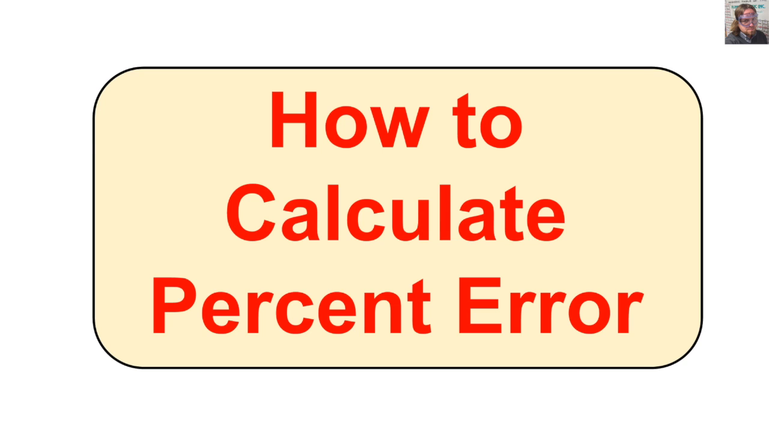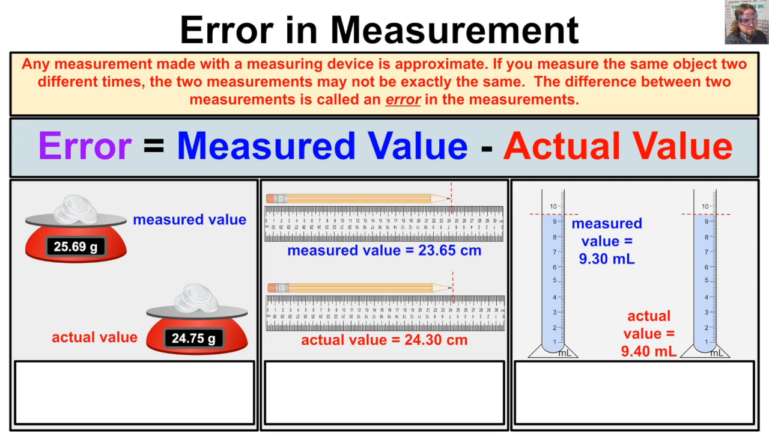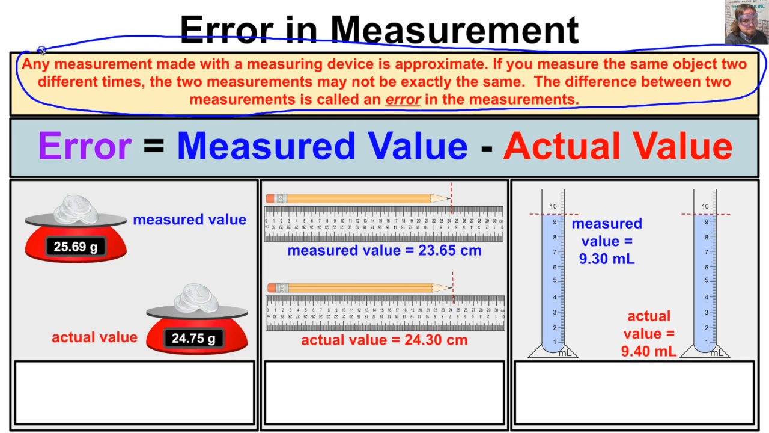And before we start calculating percent error, we should probably start talking about error in measurement in general. It says right here that anytime measurements are made with a measuring device, that measurement is going to be approximate. And if you measure the same object two different times, the two measurements may not be exactly the same, and the difference between those two measurements is called an error in measurement.